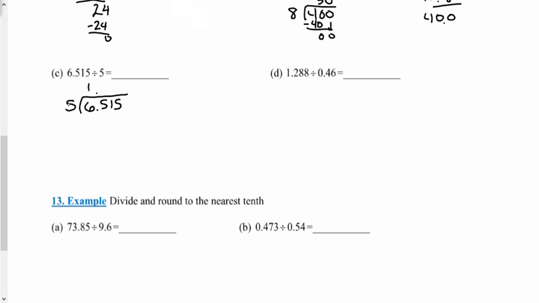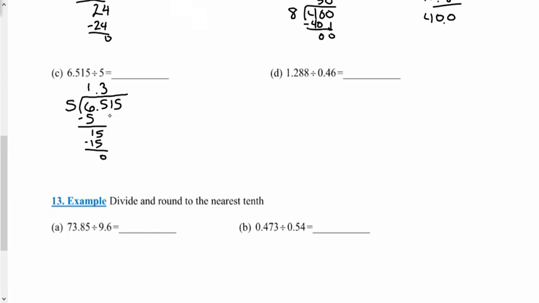1 times 5 is 5. Subtract. I just ignore this one now. We're not concerned with it. It's a part of the answer, but not for what we're doing here. 5 goes into 15 3 times. 3 times 5 is 15.